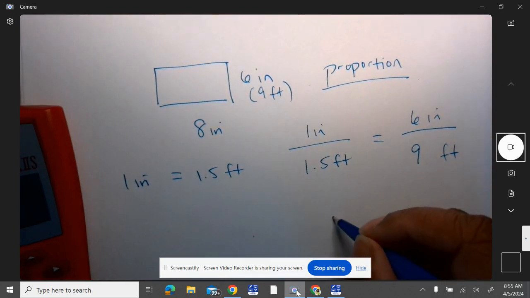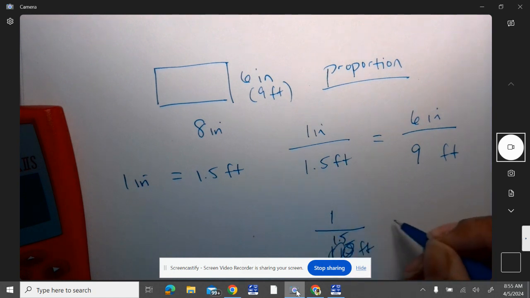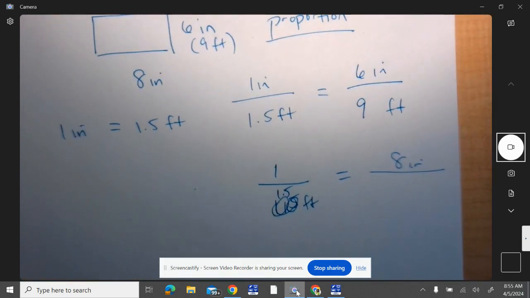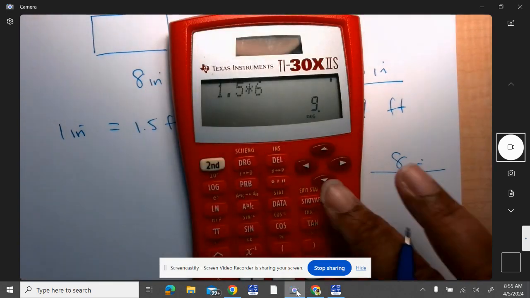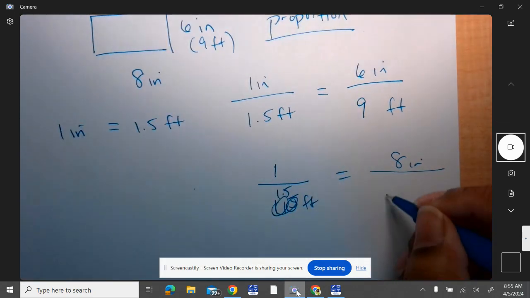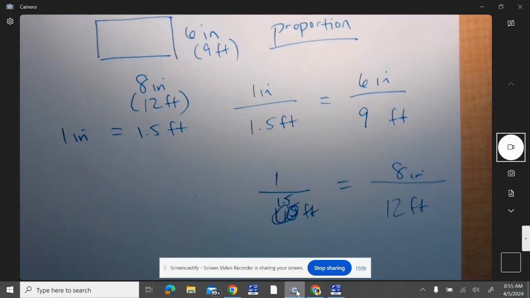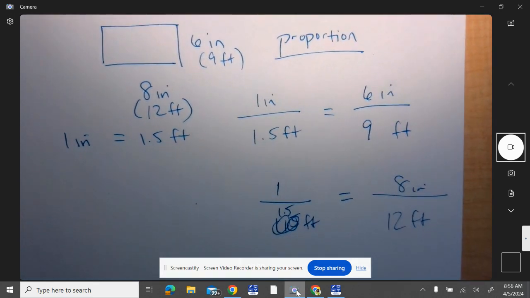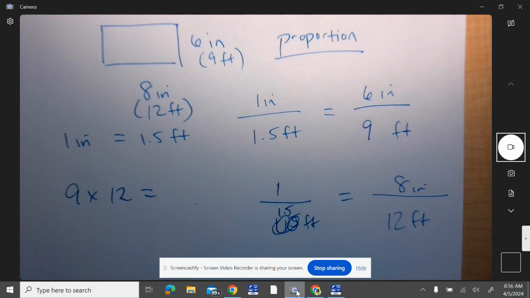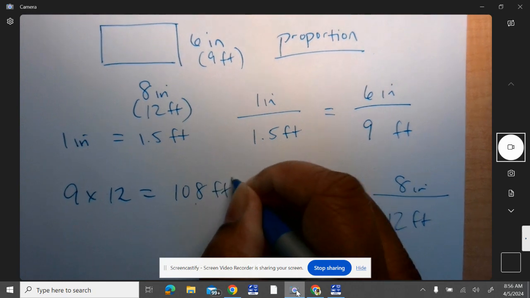I'm going to do the same thing with 8. Okay, so I'm going to do 8 times 1.5 divided by 1, which is 12. So I found the actual measurements for her room. It's really a 9 foot by 12 foot. So then the question is, what is the area of her room? 9 times 12 will give me area, length times width. So 9 times 12 is 108 feet squared is your answer.